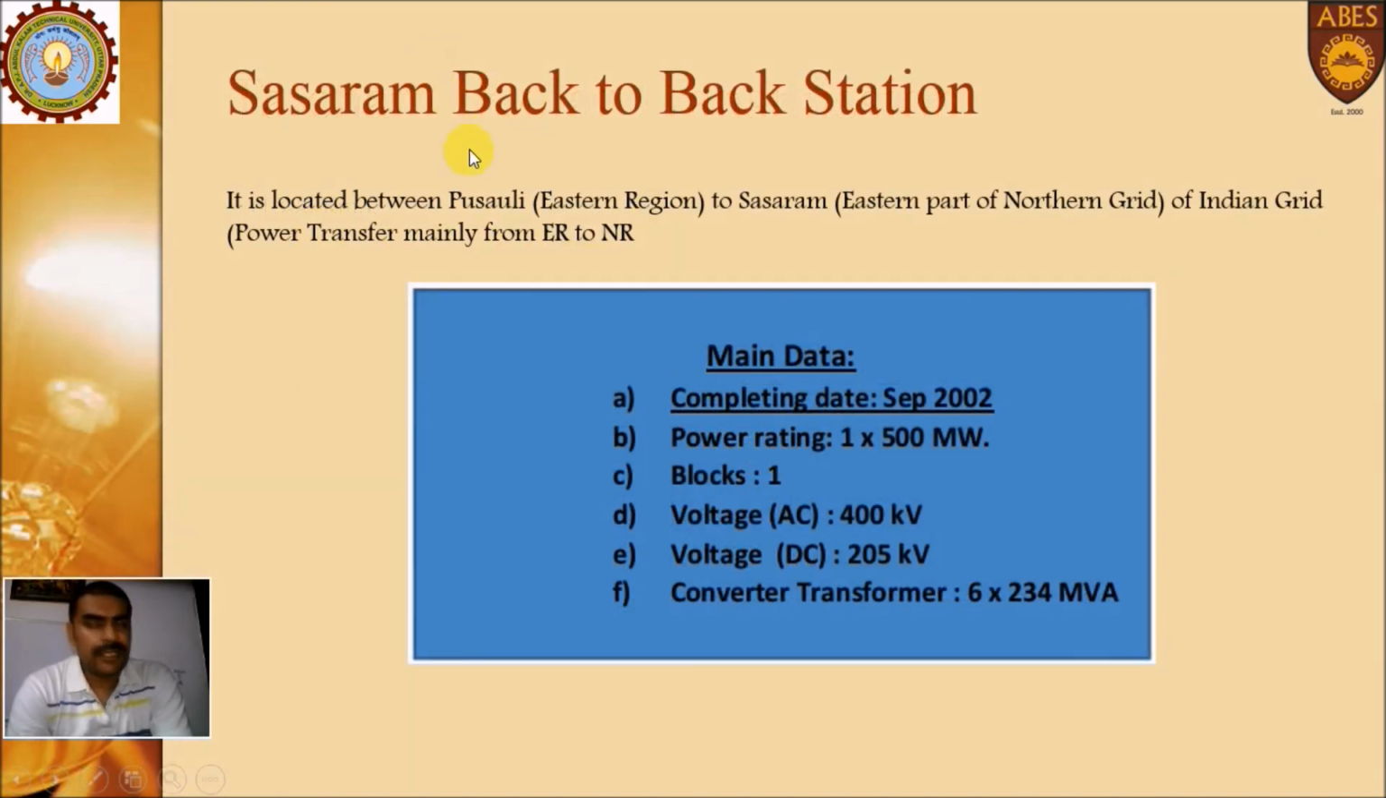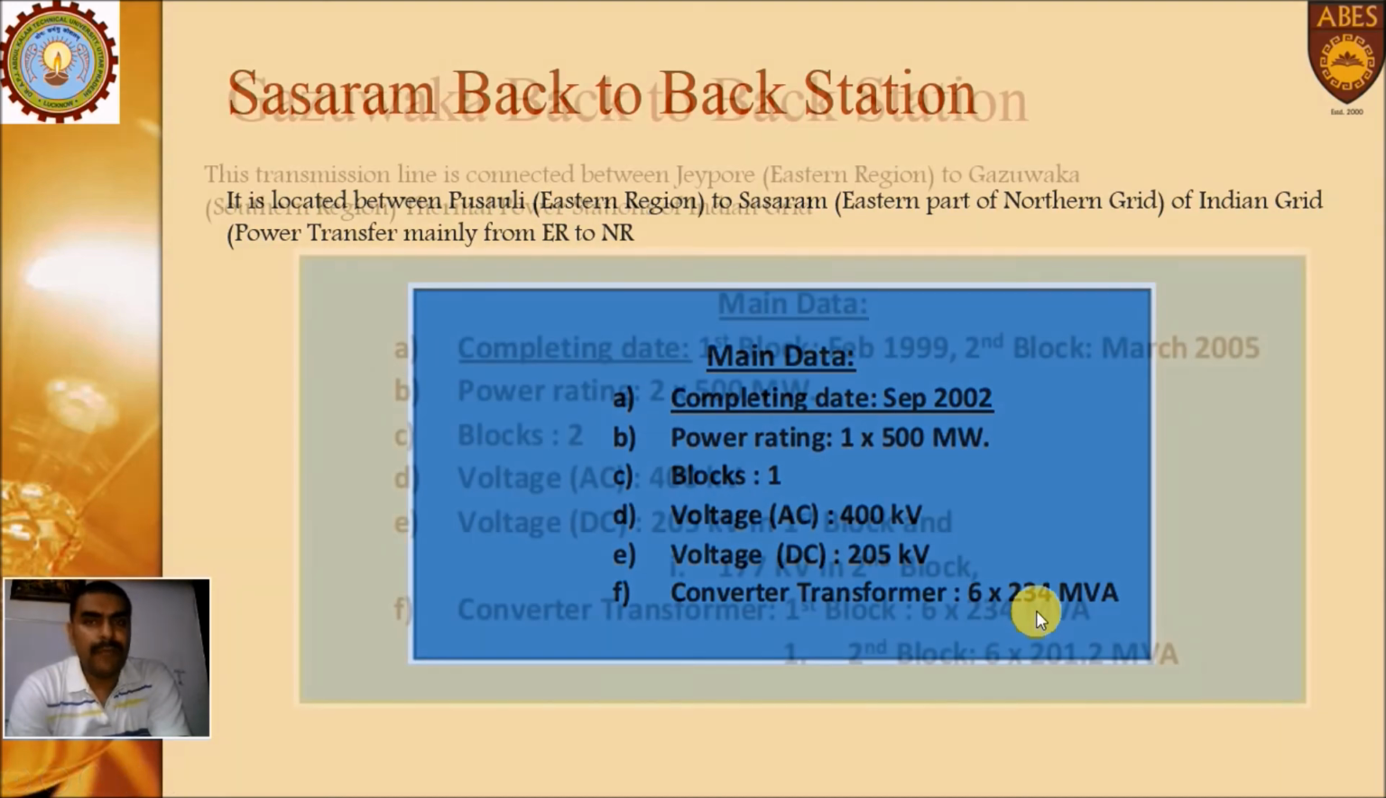Then the Sasaram back to back, it was completed in September 2002. Its power rating is 500 megawatt. AC side voltage is 400 kilovolt and DC side voltage is 205 kilovolt. Converter transformers are 6 having the capacity of 234 MVA.